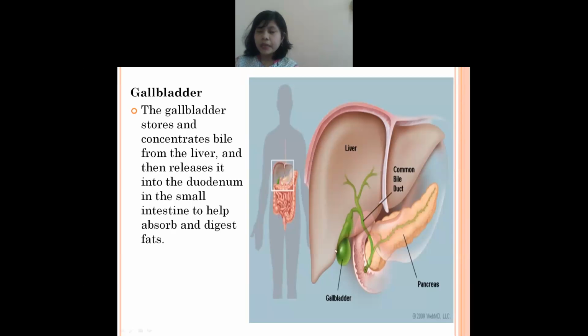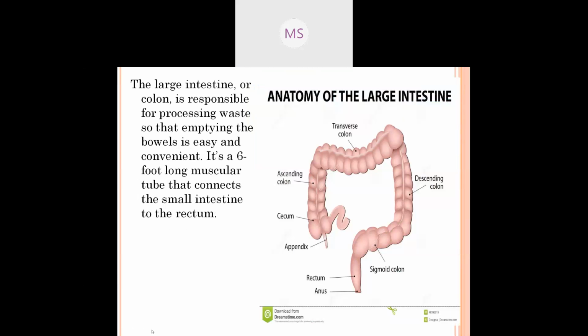The liver secretes bile. Remember now? And this bile will go where? It will go into the gallbladder. And the gallbladder will store the bile juice and make it concentrated. And where will it go again? It will go into the duodenum, that is the first part of the small intestine. And in the duodenum, it will help in absorbing and also digesting the fats. So did you understand about the gallbladder, everybody? Yes, ma'am.